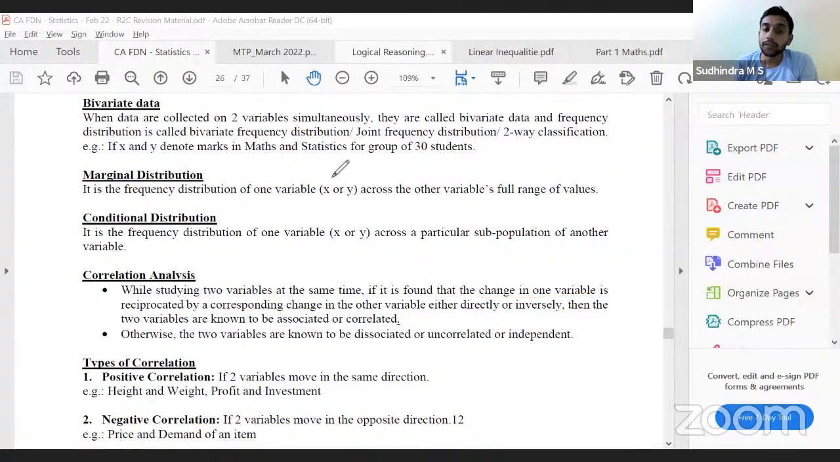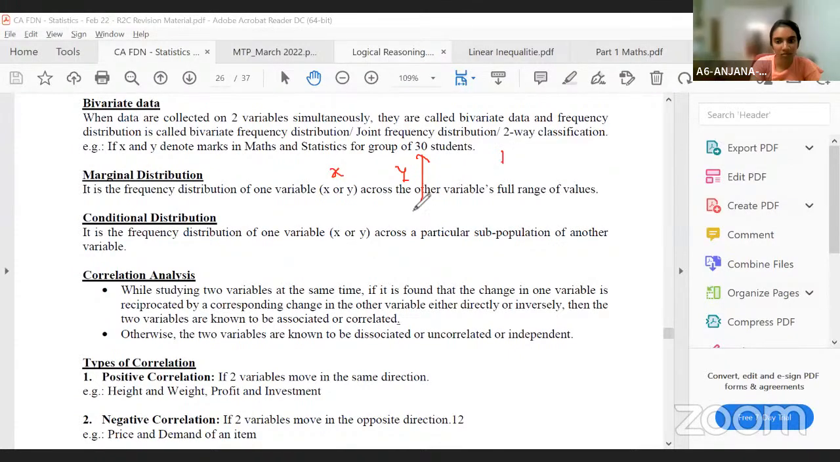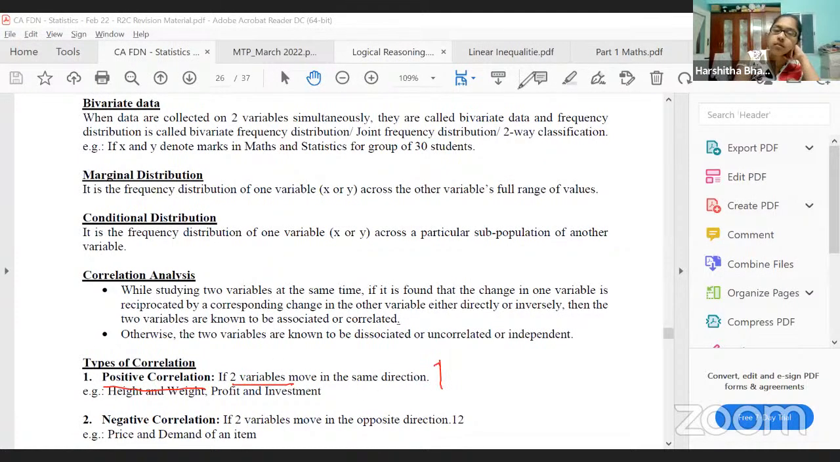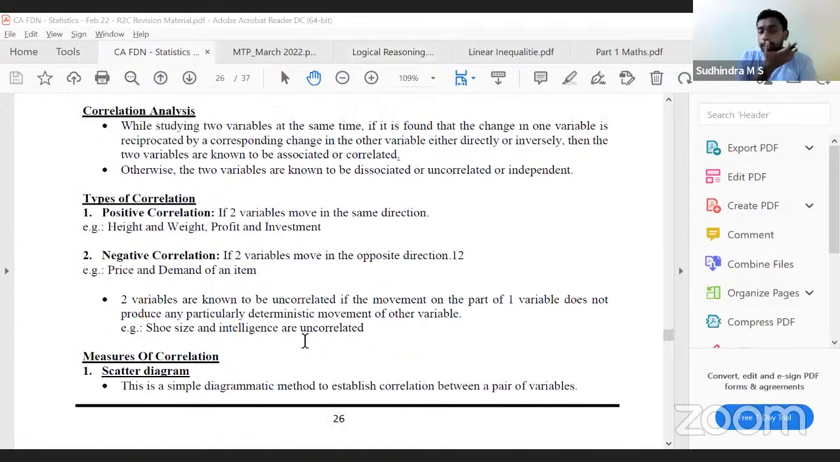If the change in one variable results in a change in the other variable in the same direction, we call it directly proportional, positive correlation. If it is in the same proportion, we call it perfect positive correlation. So in positive correlation, two variables move in the same direction. Whereas if the change in one variable results in an opposite change in the other variable, we call it negative correlation. We consider two variables to be uncorrelated if movement of one variable does not result in any change in the other variable.